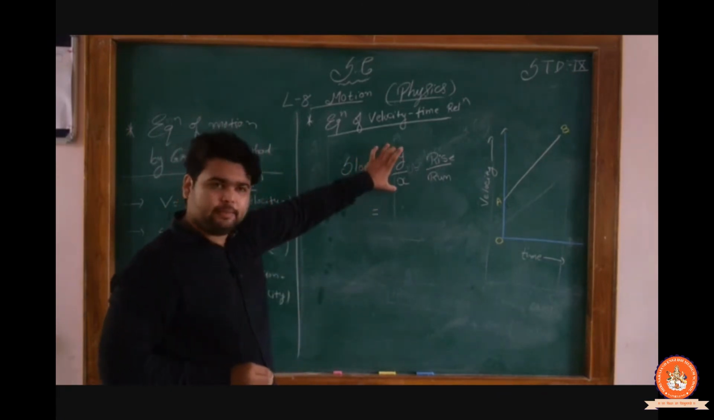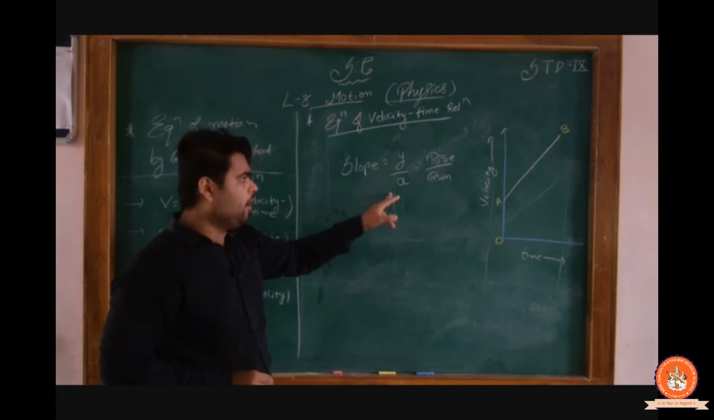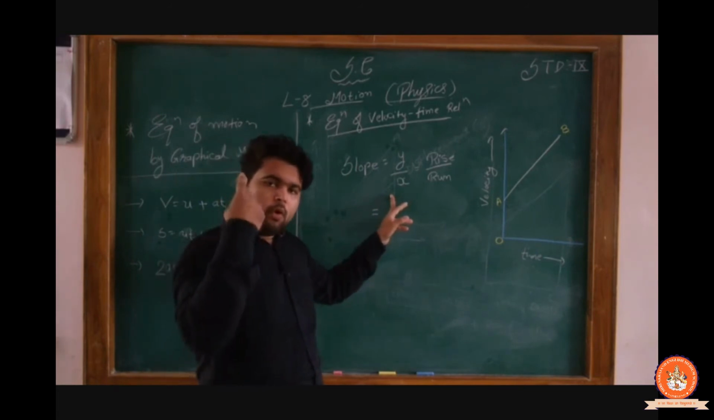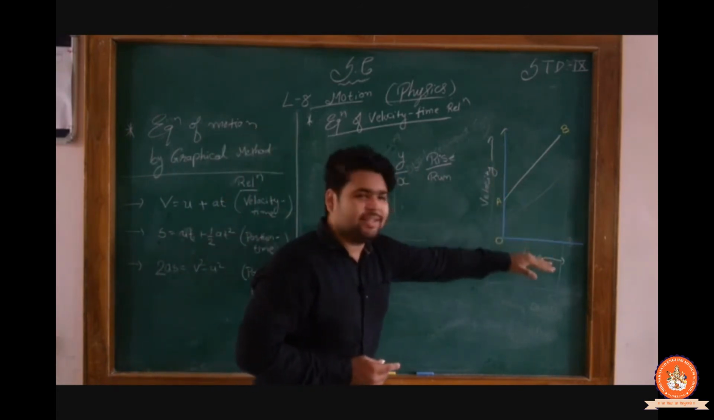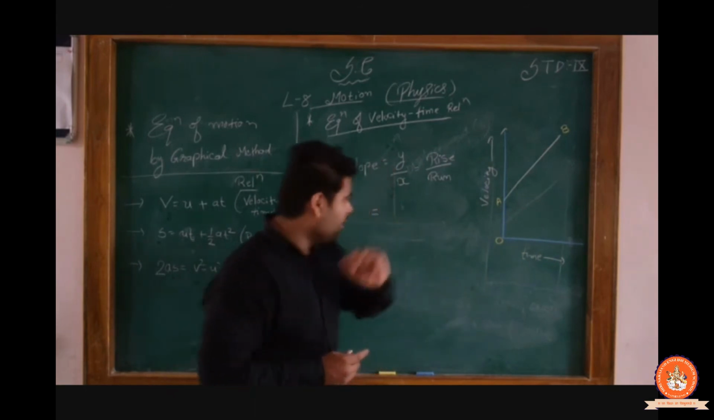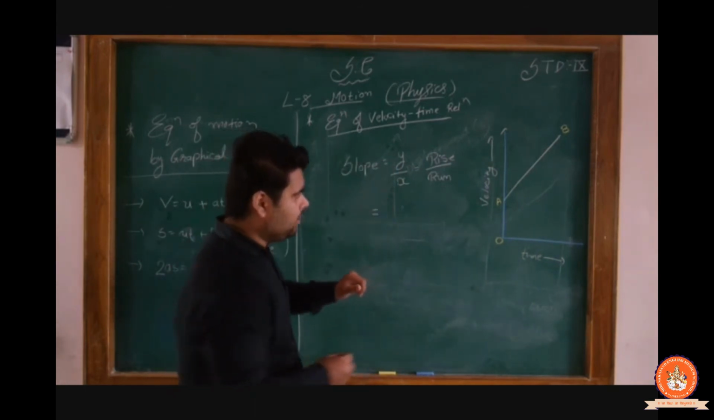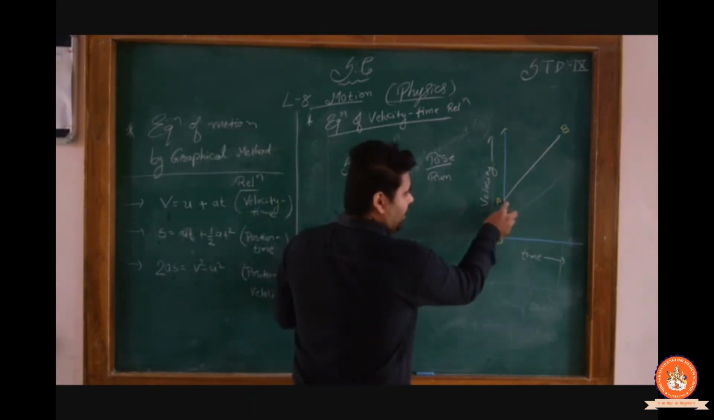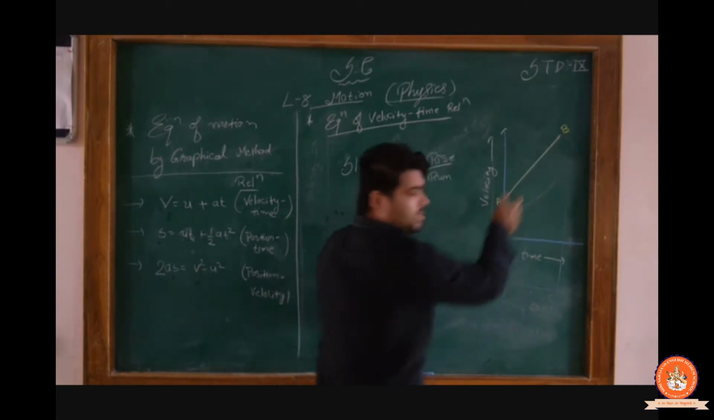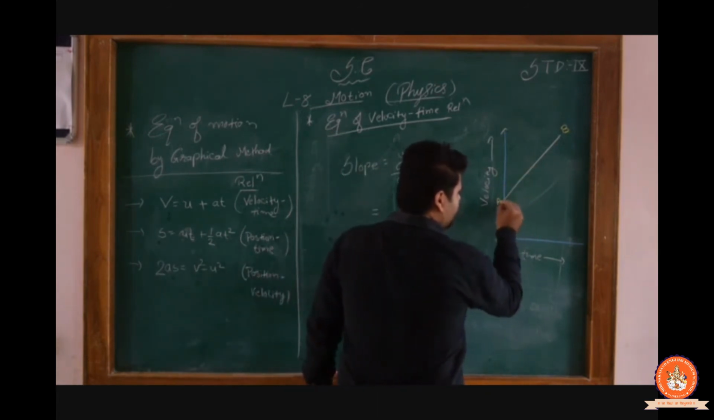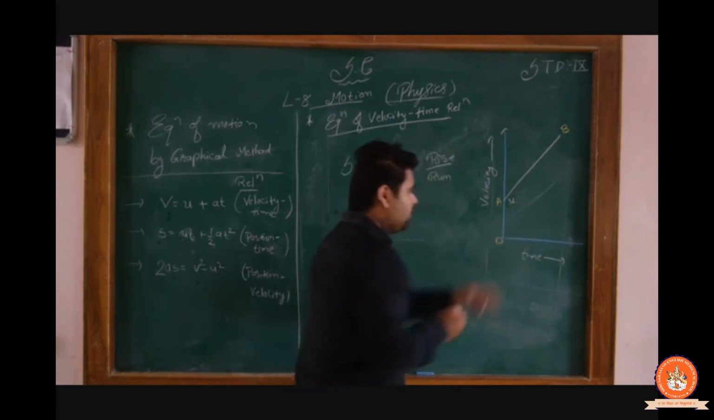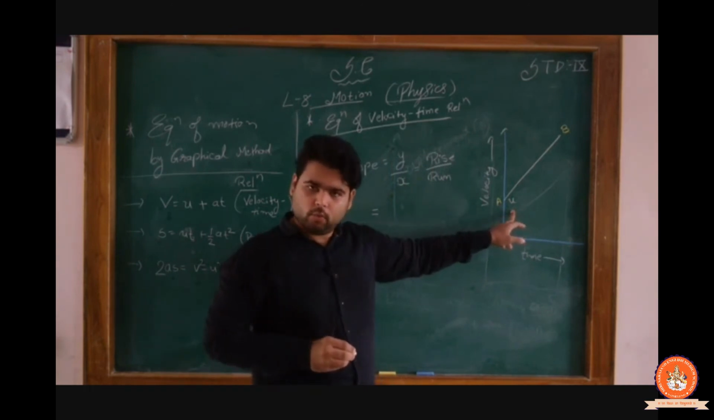This is the mathematical representation of a slope, and we will go with y by x, which means the y-axis and the x-axis. Clear? Now the question arises: here the starting point is A and the final point is B. So here the initial velocity is u. Clear?